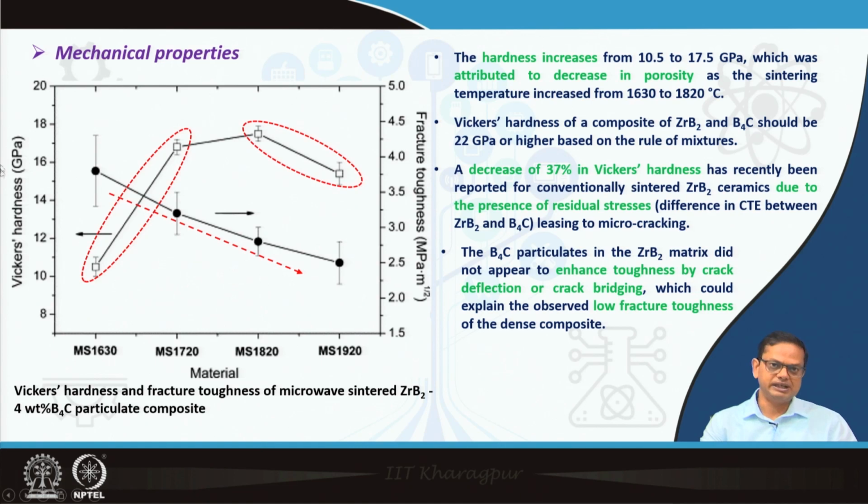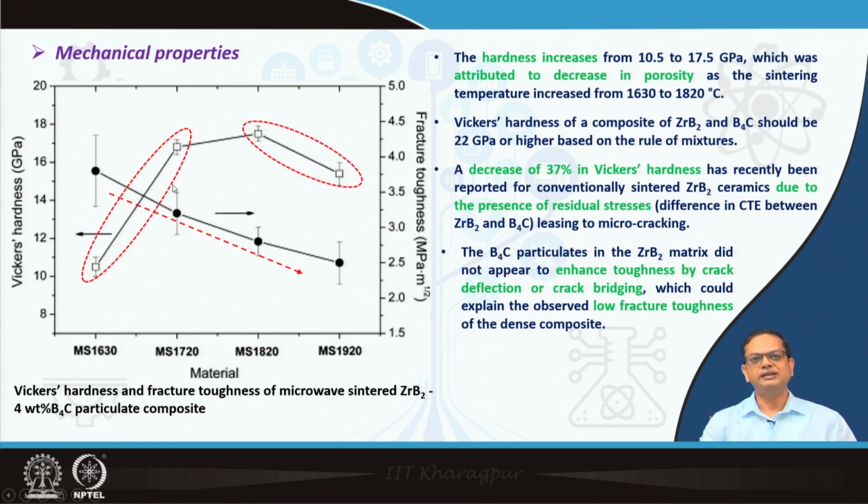And now, if you look at the mechanical properties, in this graph both hardness as well as fracture toughness have been plotted for this composite material at different temperatures. Okay. You can see MS 1630, MS 1720, MS 1820, MS 1920; these are the sintering temperatures during microwave sintering. Now, with increasing temperature, what is very clear if you look at the hardness data is that there is an increase in hardness up to 1820.